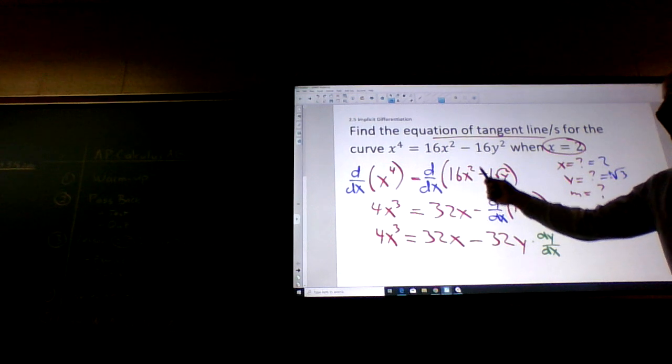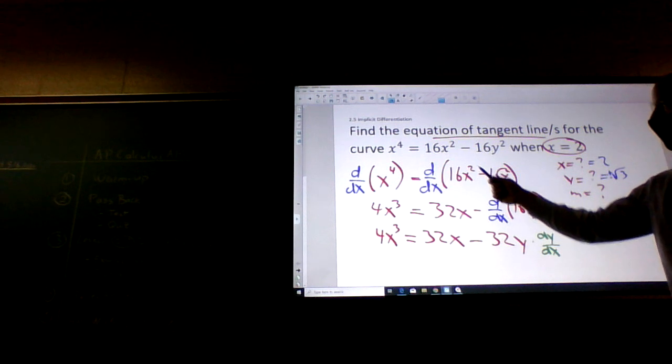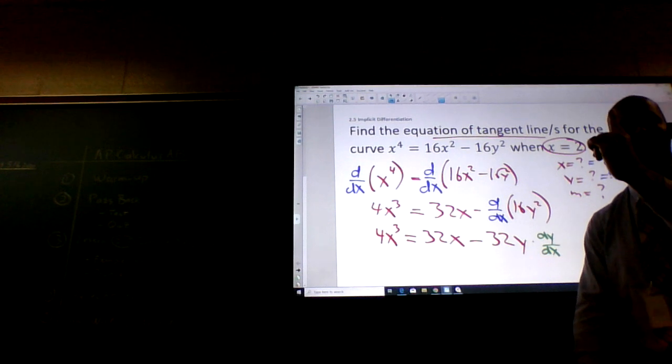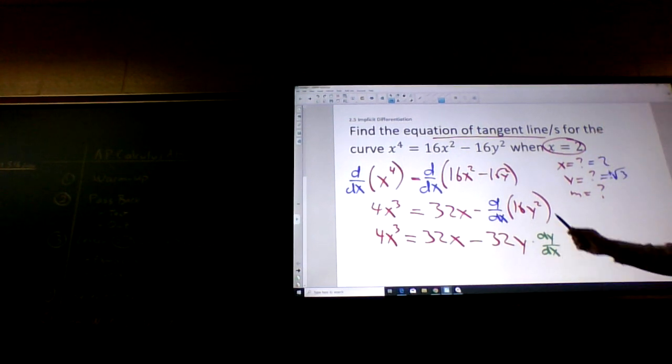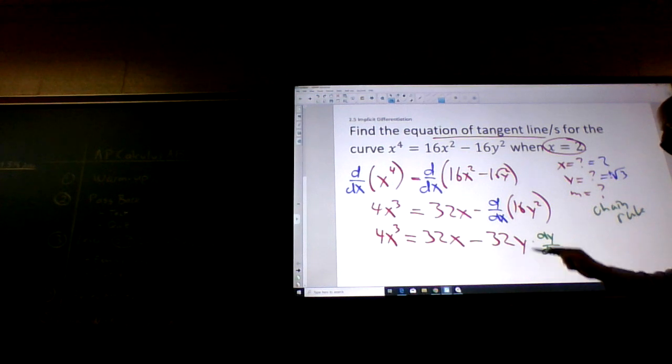Same thing here. If I do the chain rule with this, I take the 2 times the 16, that's 32, subtract 1 from the power, I get 1, and then what's the derivative of x? So here's the catch. You do the exact same thing here, and I guess what I'm trying to say is we're using the chain rule. What is the derivative of 16 something to the second? Well, it's 32 something to the first times the derivative of the inside. What is the derivative of the inside? It's dy dx. And by the way, if you don't like writing dy dx, you could also write y prime. It doesn't matter. I'm going to write dy dx.